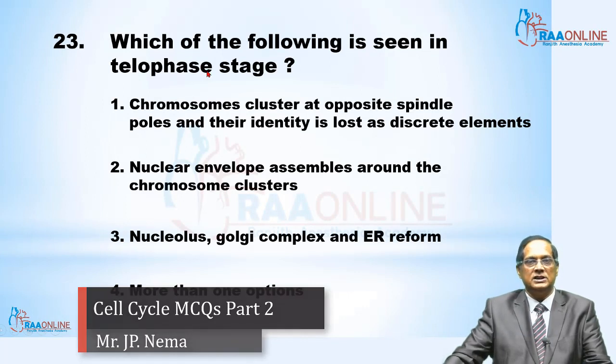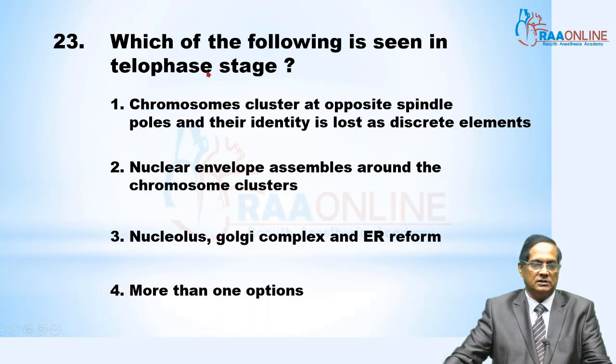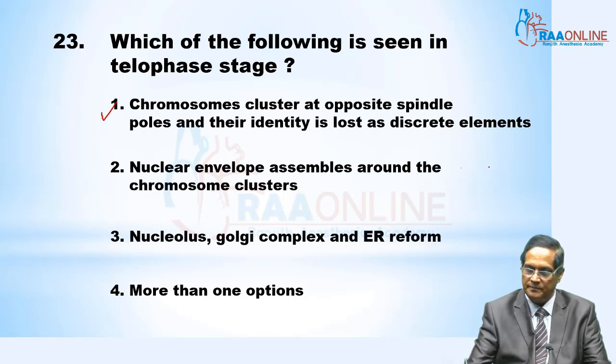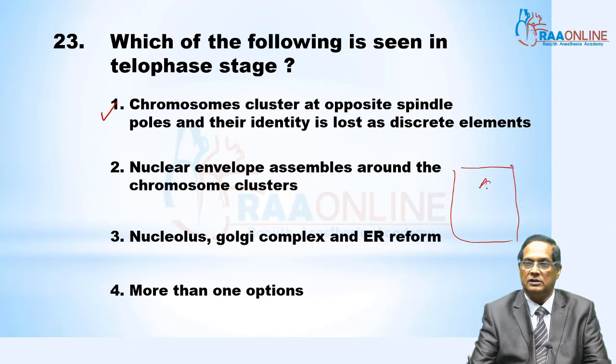Which of the following is seen in the telophase stage? Number 1, chromosome cluster to opposite spindle pole. It is right. Chromosomes move towards the opposite pole. Suppose this is a cell. Chromosomes get separated in anaphase and move towards the opposite pole.